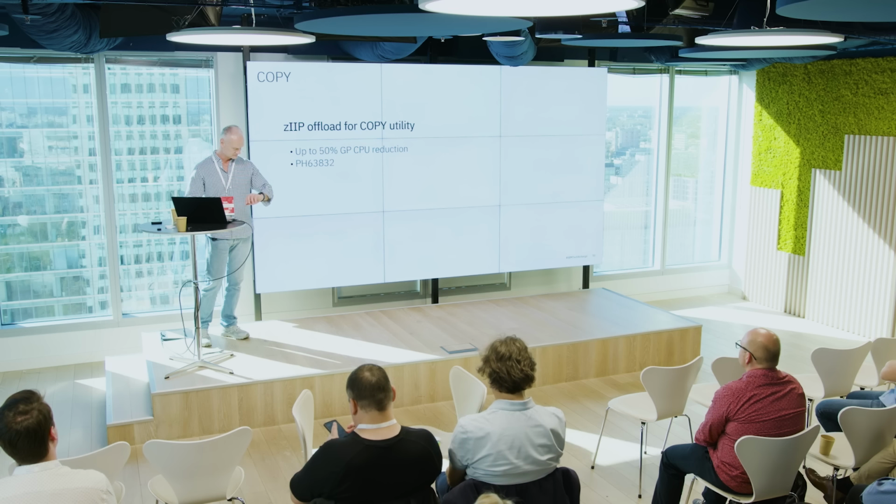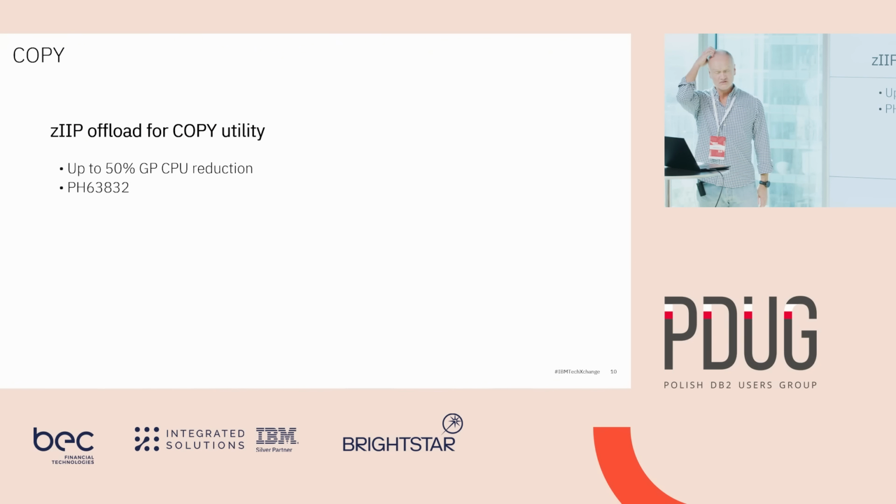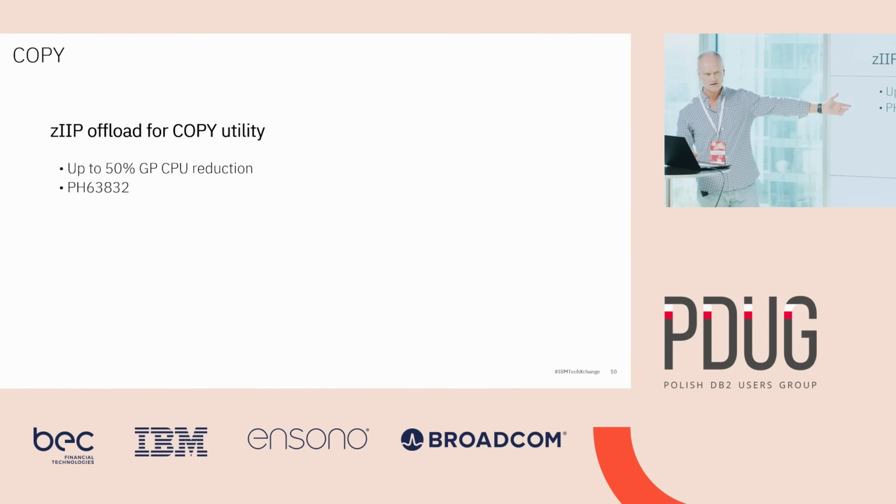All right. I only have one item for the copy utility, but it's a pretty useful one, and that is basically up to 50% offload to zIIP for the copy utility just by putting on a PTF that we delivered at the end of last year for version 13. And it's easy.